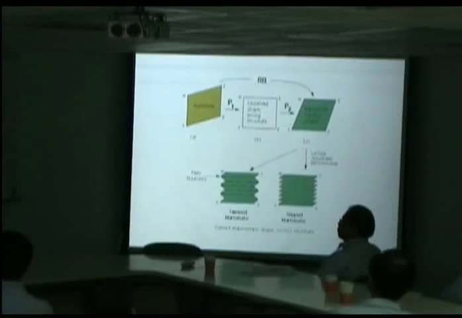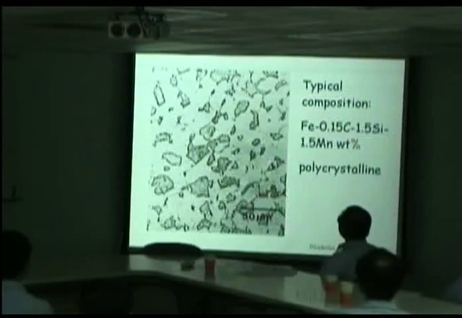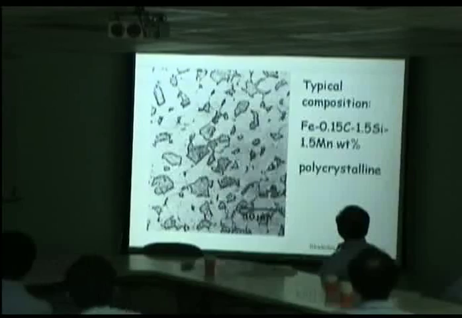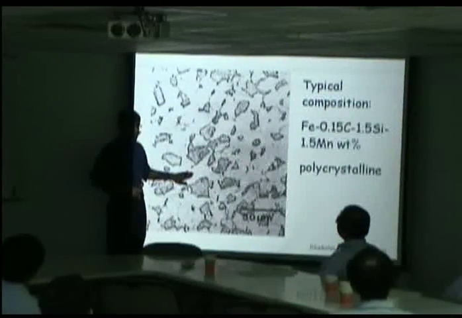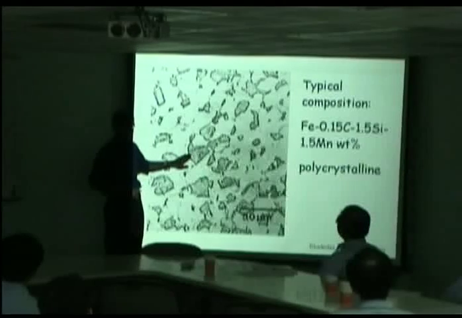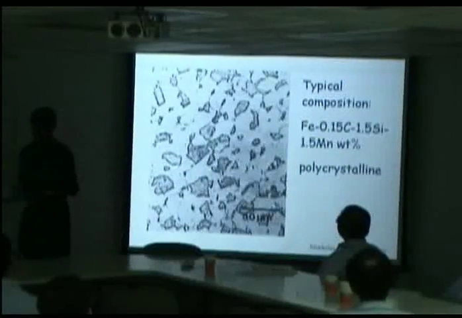Okay, so let's go back to our dual-phase steels now. Typically, it looks like this. This is ferrite. We have these regions here, which consist of a mixture of bainitic ferrite and austenite.